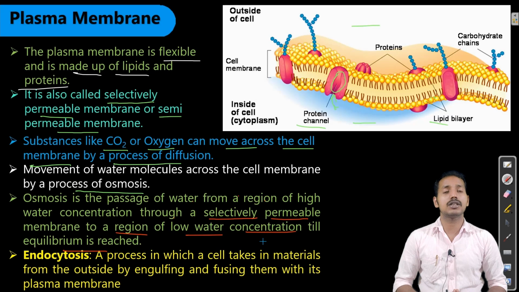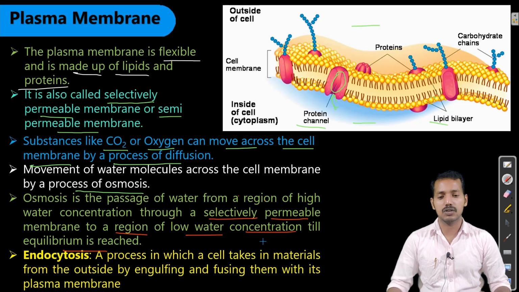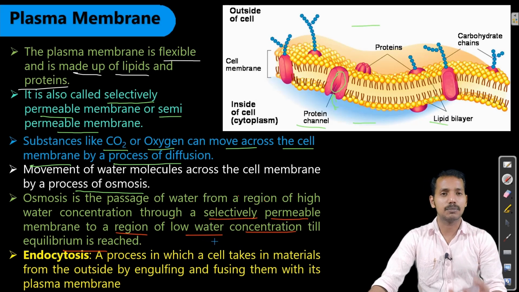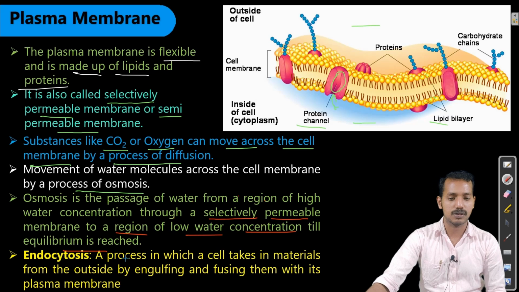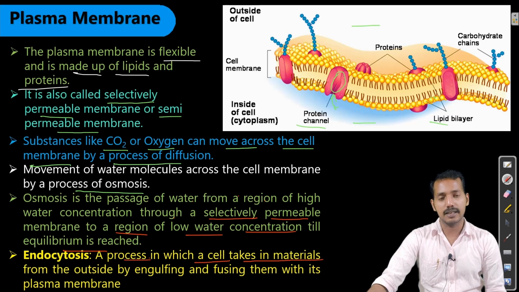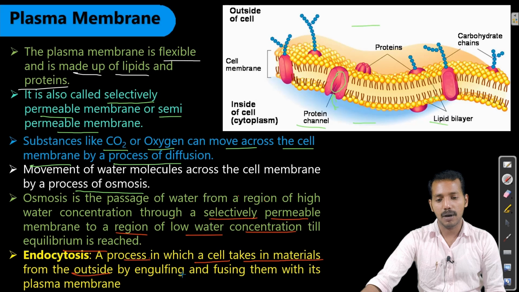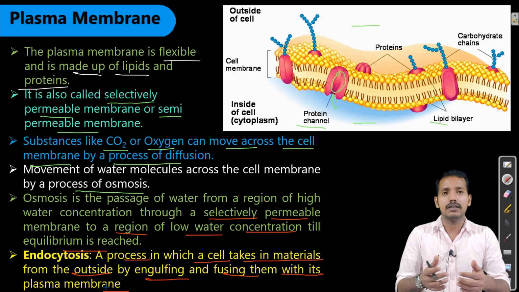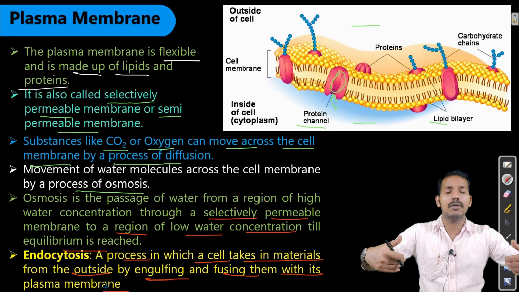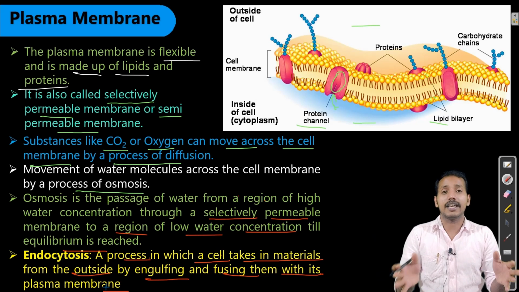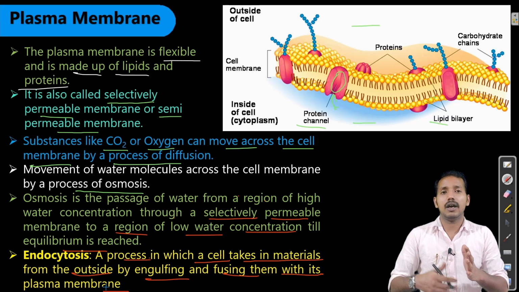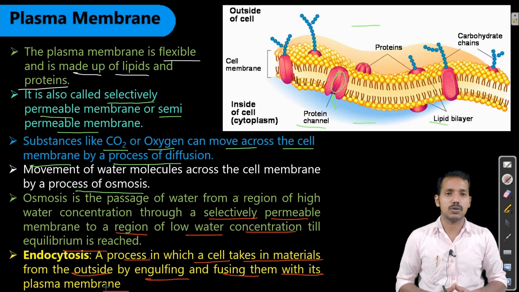As I told you, the plasma membrane is highly flexible. This flexibility of the plasma membrane is an advantage for unicellular organisms through the process of endocytosis. What is endocytosis? A process in which a cell takes in materials from outside by engulfing and fusing them with its plasma membrane. When their prey comes closer to the cell, the cell will change its shape by making pseudopodia. Amoeba is the best example we can give, in which the organism captures food by endocytosis.